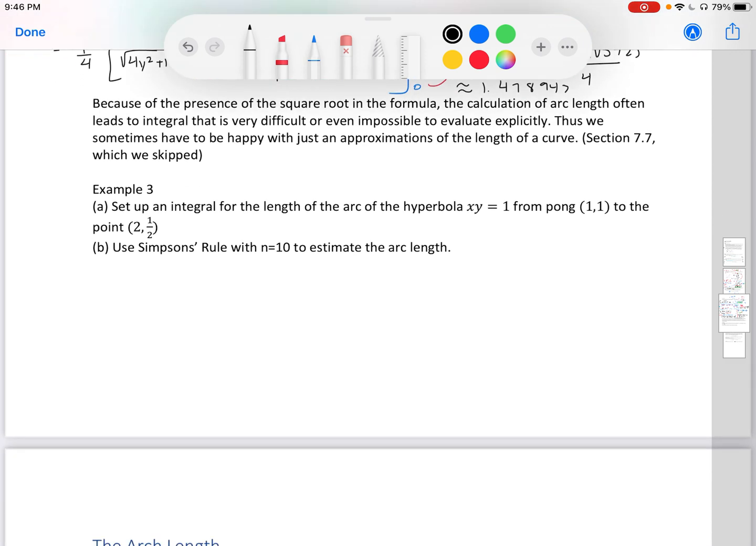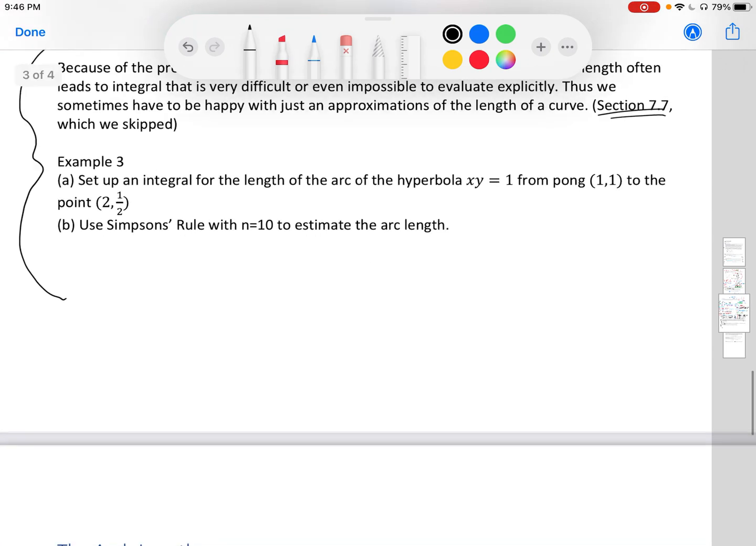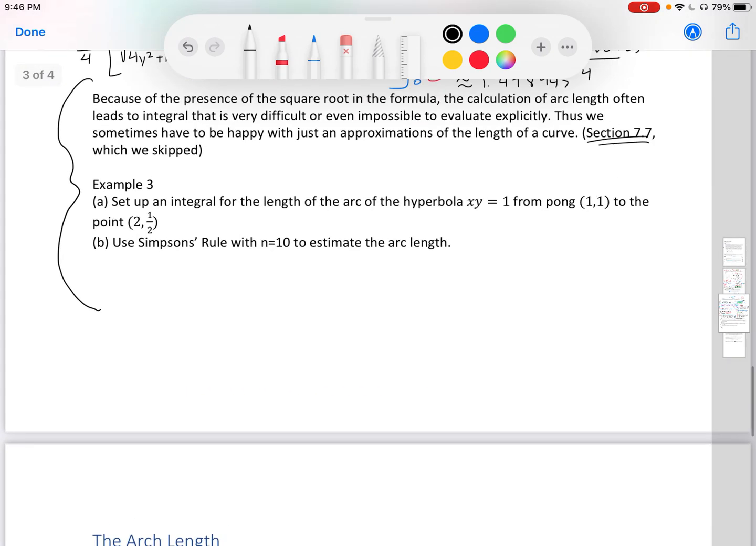Because of the presence of the square root in the formula, the calculation of arc length often leads to an integral that's very difficult or even impossible to evaluate explicitly. Thus, we sometimes have to be happy with just an approximation of the length of the curve. To answer this next example, we would use methods learned from section 7.7, but because of the summer course, we skipped that section. But I want you to know that there's a different way of approaching it, and essentially it's similar to Riemann sums.